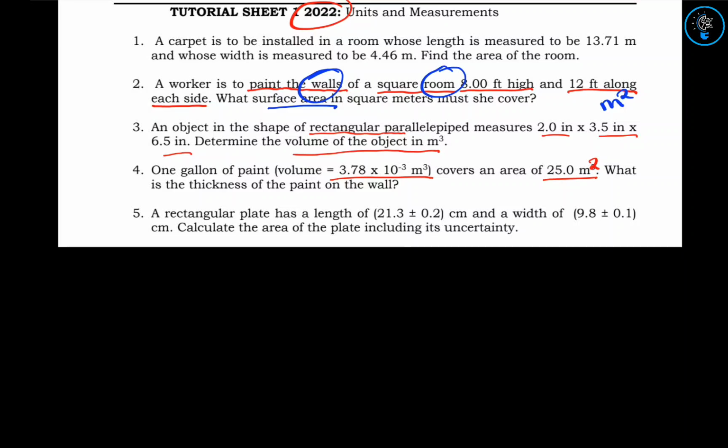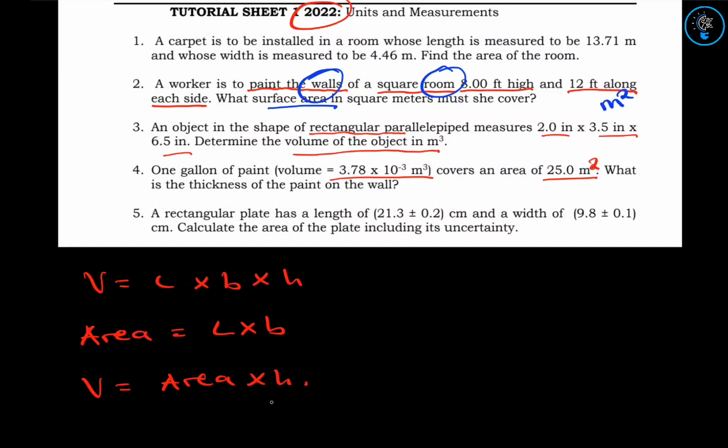Okay, I want you to pause the video and try to think how to go about a question of this kind. Okay, so here's how to go about a question of this kind. So volume, we need first to know the formula of volume. So we know that volume is calculated as L times B times H. What about area? Area is calculated as L times B. So we can see that the relationship between volume and area is that volume is equals to area times H.